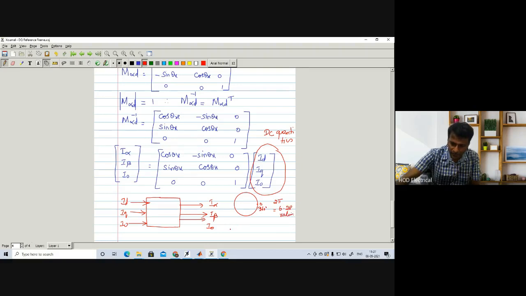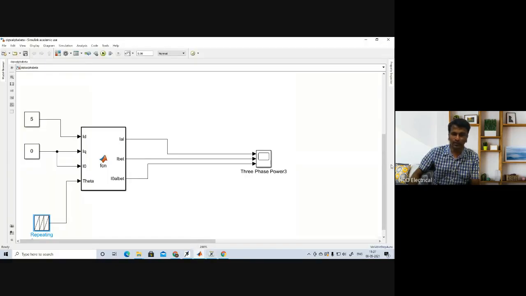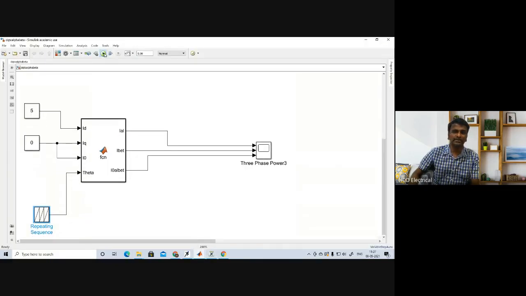So one cycle will start from 0 and reach 6.28. Then next it will start again from 0 to 6.28, within the time period of the frequency, 0.02 seconds. That means 1 by 50 hertz. So this is 0, this is 0.02, and this amplitude is 6.28. That's what I have done here also, 6.28. Let me run this simulation now.